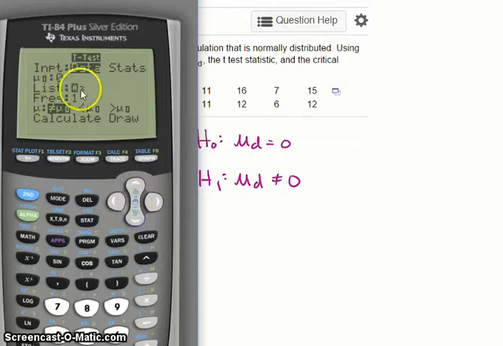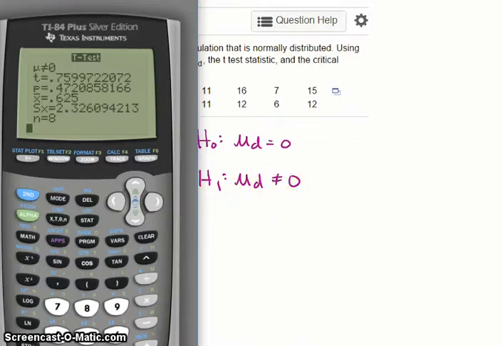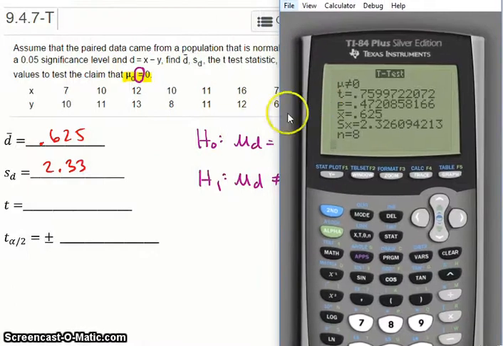List 3 is where the difference list is located. Frequency we're going to leave as 1. This is the alternative. Alternative is not equal. From here, click enter. t, which is the test statistic, rounded to 3 decimal places, is 0.760. And then lastly, these are the critical values.